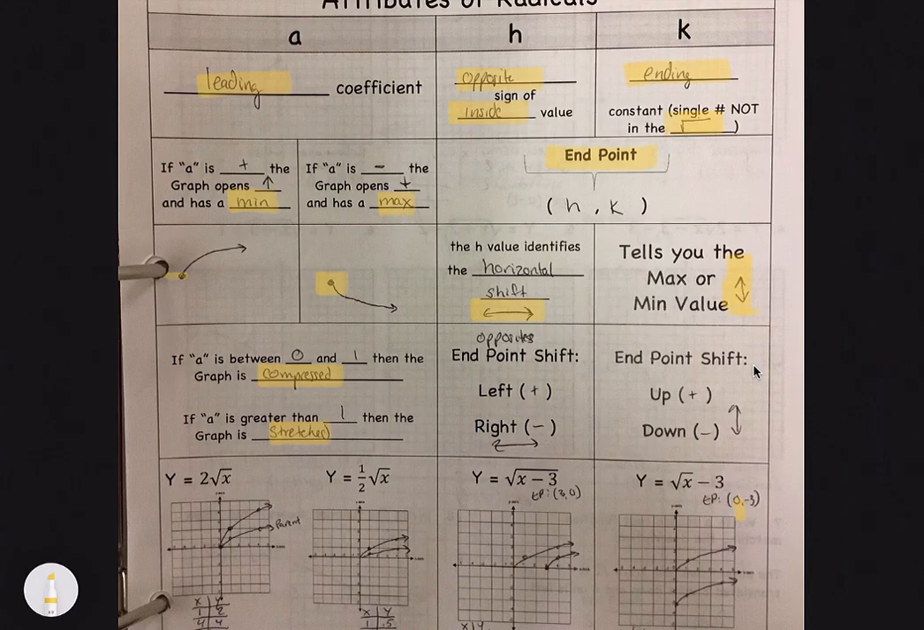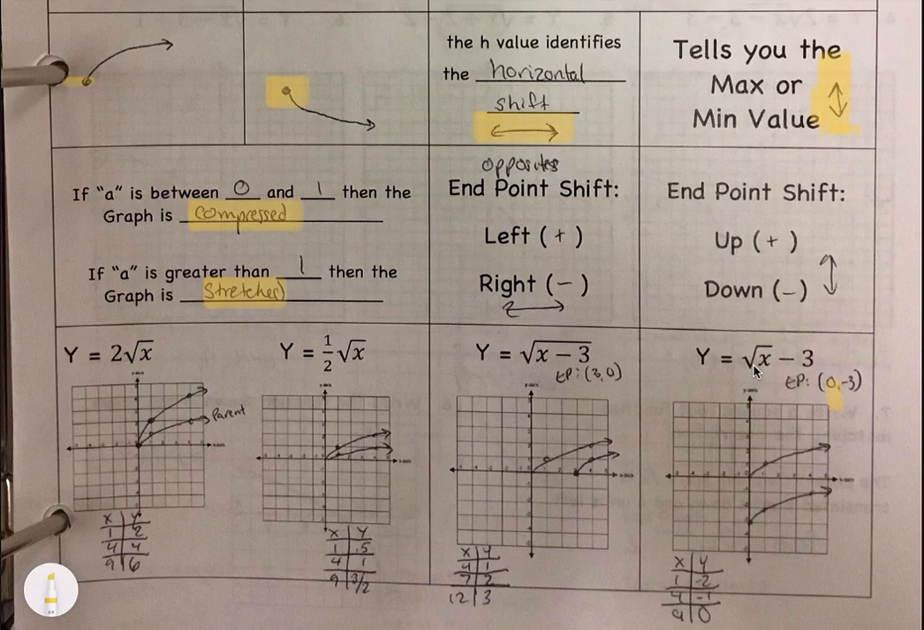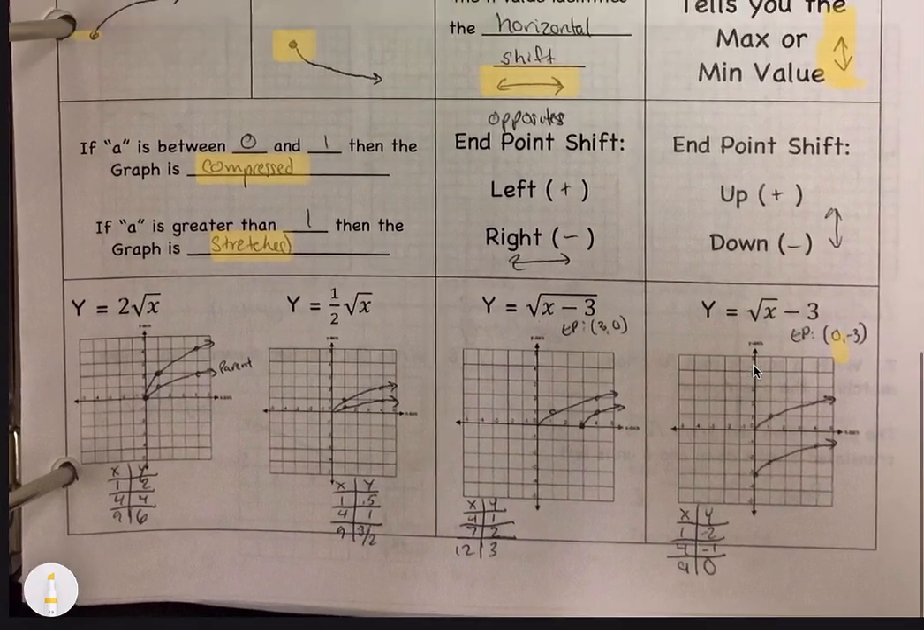Remember, x's lie to you, so the h value is always opposite. If it's plus, it goes to the left, and if it's minus, it goes to the right, just like we did with rationals and quadratics and everything else. The k value, if it's positive, goes up, and if it's negative, goes down. So let's look at a couple simple examples.